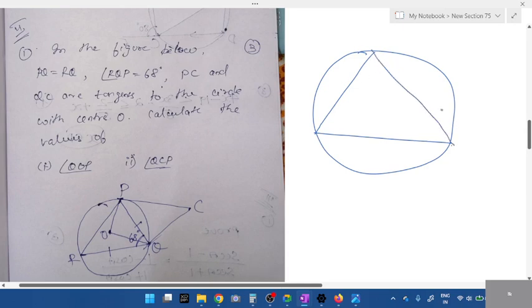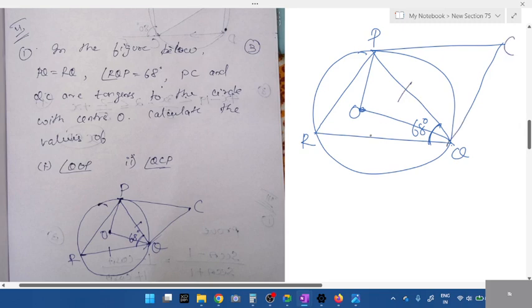All of you will respond. The center, right? There's a center O, P, O. What is O? Entire O value? 68 degrees. And there is a line given here.